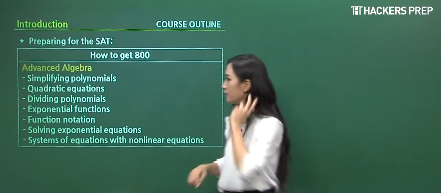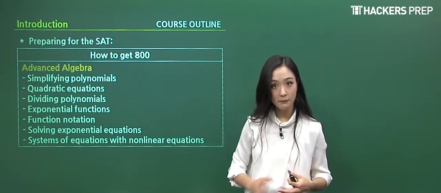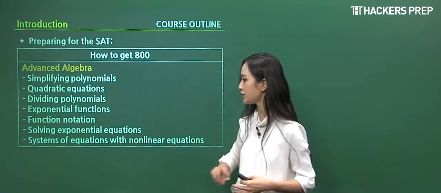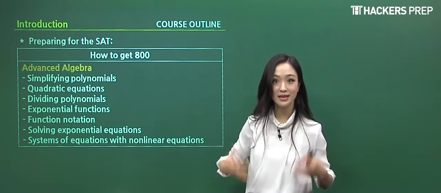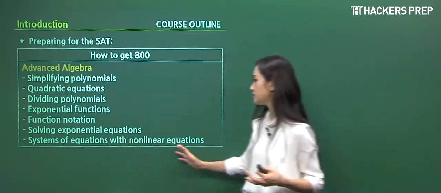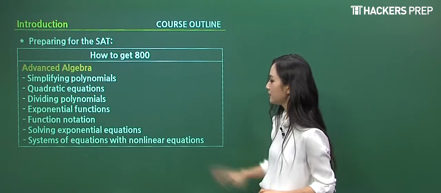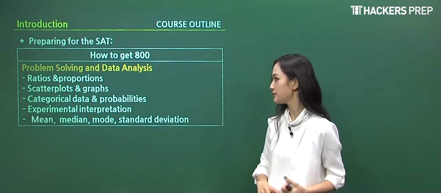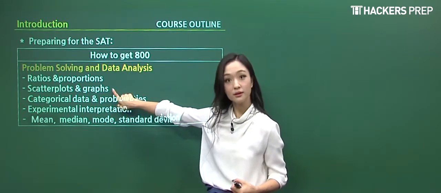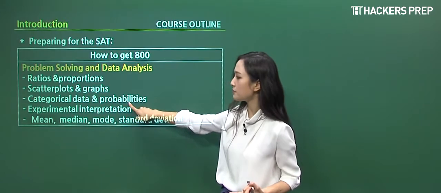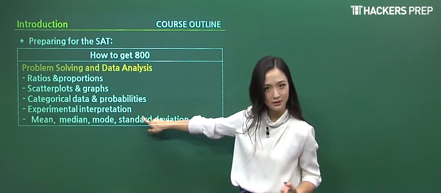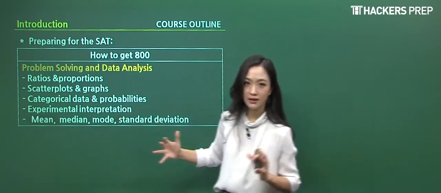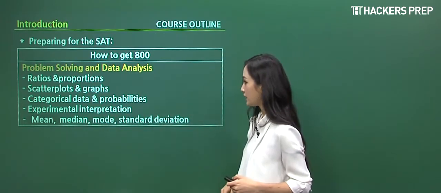Absolute values. And for advanced math, they'll involve simplifying polynomials, quadratic equations, dividing polynomials, exponential functions, notation, solving exponential functions and equations, and systems of equations with non-linear equations. Then the third topic includes subcategories of ratio proportions, scatter plots, and graphs. And data analysis, including probabilities, experimental interpretation using the line of best fit, right? Median, mean, mode, these are very important keywords, and the standard deviation.